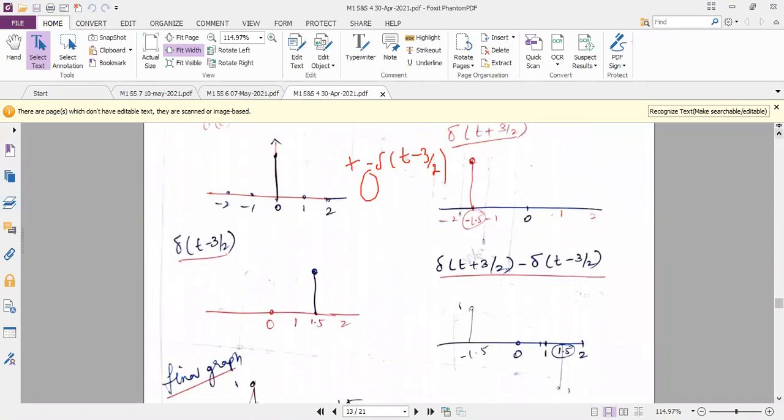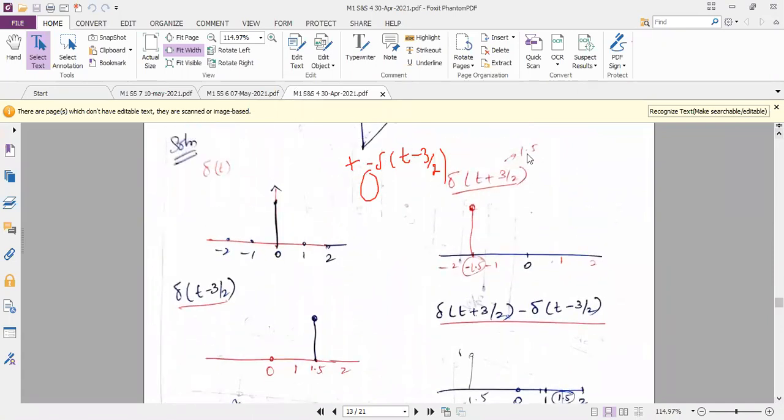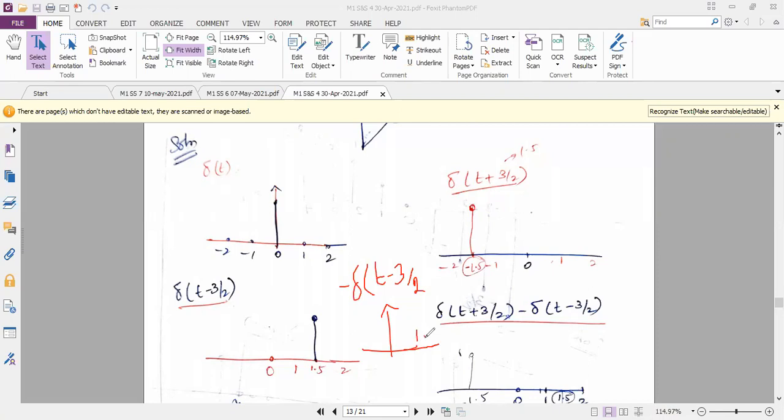Below. So I have not separately shown the diagram in my notes, so let me draw it for you. See, now I'm plotting minus of delta of t minus 3 by 2. Earlier the sample was at plus 1.5 and the amplitude was 1. But now at 1.5, I am making the amplitude minus 1, with the arrow mark, minus 1.